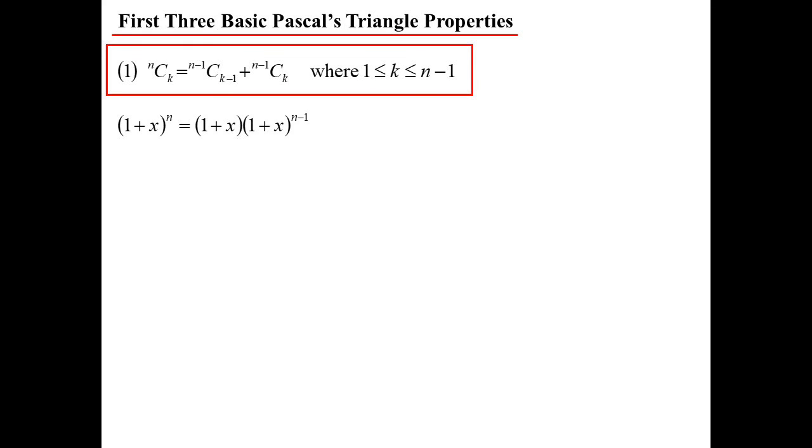Let's prove it. So (1 plus x) to the power of n is equal to (1 plus x) times (1 plus x) to the power of n minus 1.